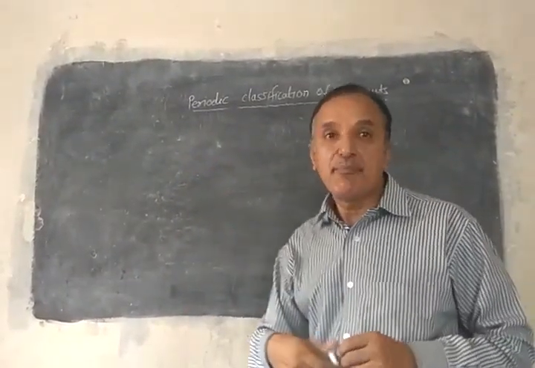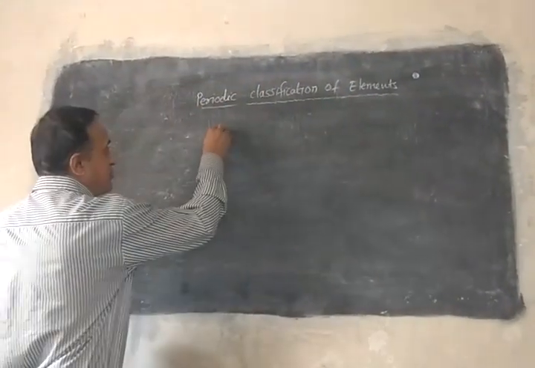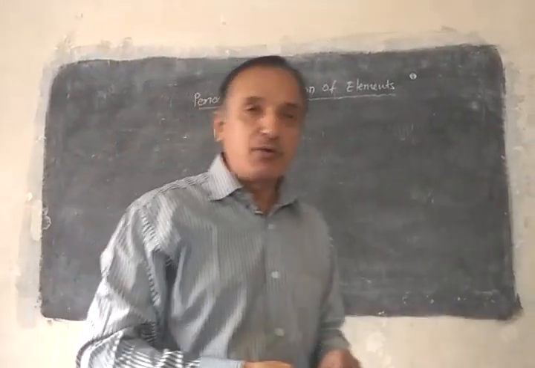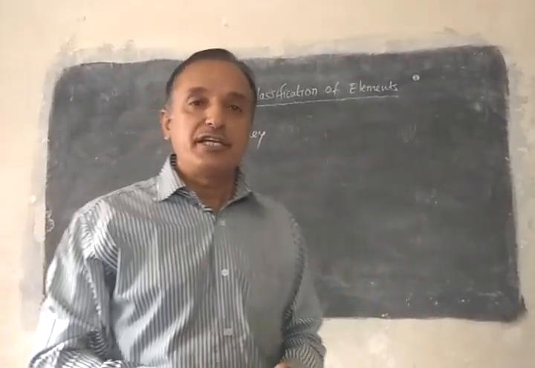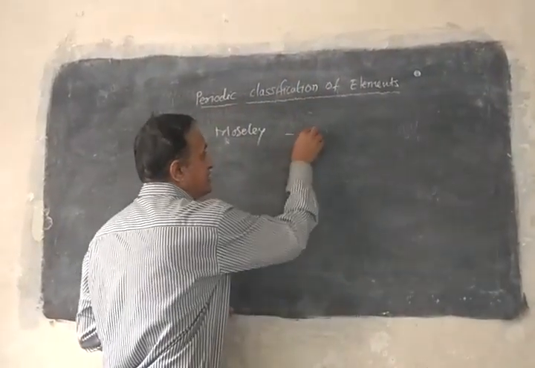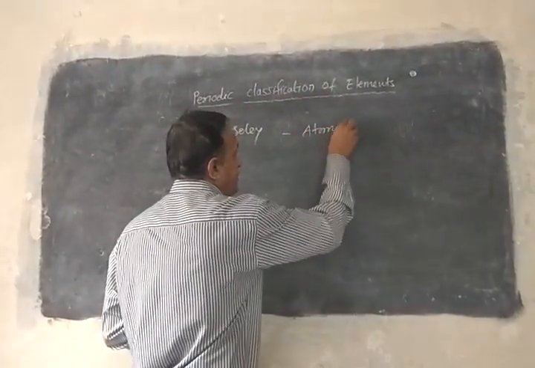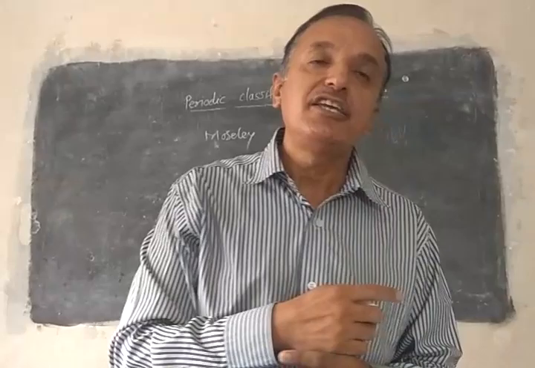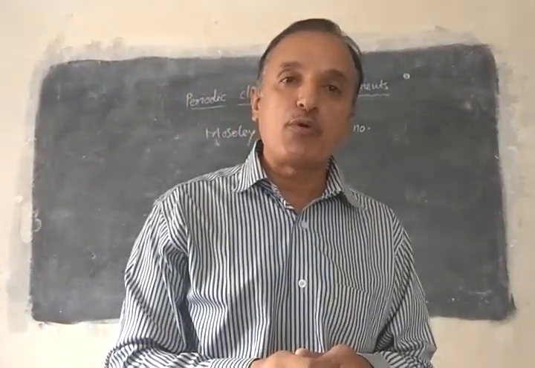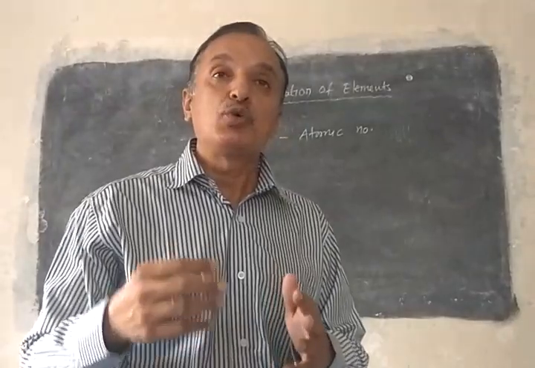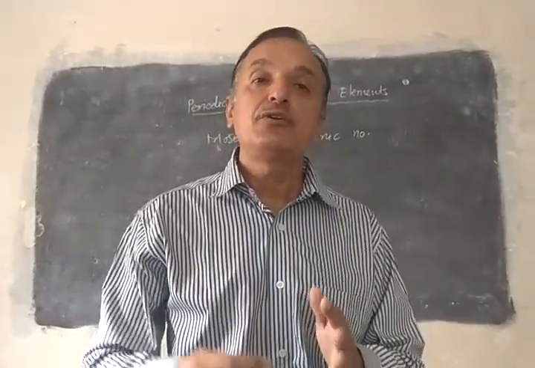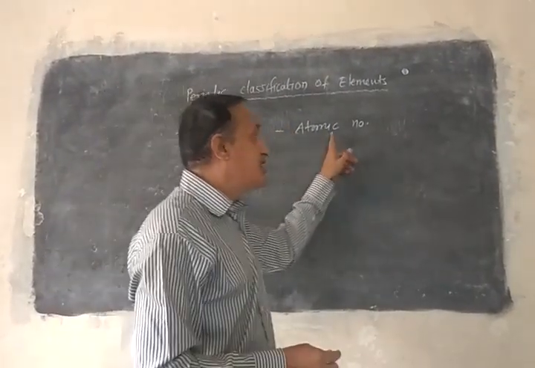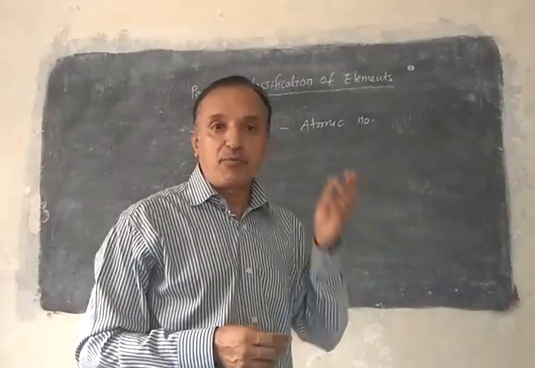After Mendeleev, one more scientist, Moseley, prepared a new table. Now according to Moseley, the atomic number is the fundamental property, not atomic mass number, because the three earlier scientists took atomic mass number as the fundamental property and classified, but they could not succeed in classifying all the elements present at that time. Now we consider atomic number as the fundamental property.